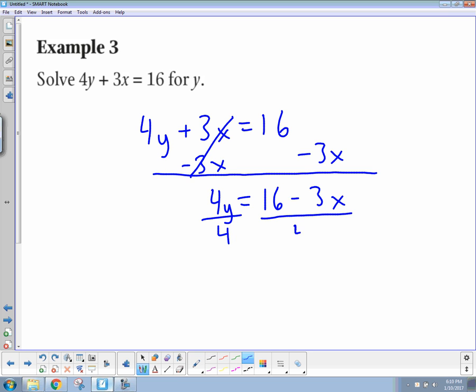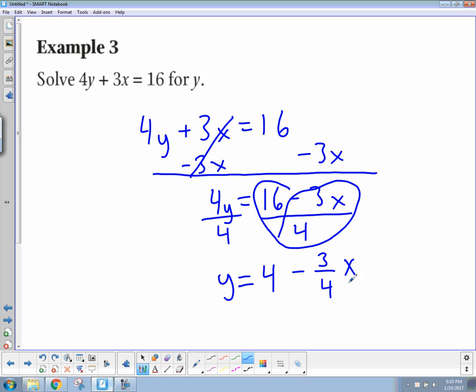Y equals, again, you can do your little heart shape to remind you. 16 divided by 4 is 4. A negative and a positive make a negative. 4 can't go into 3, so we're going to leave this as a reduced fraction, and bring down your x. And again, I like to lead off with the x, so -3/4 x plus 4. Boom.